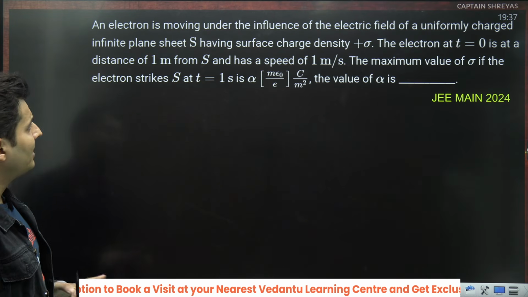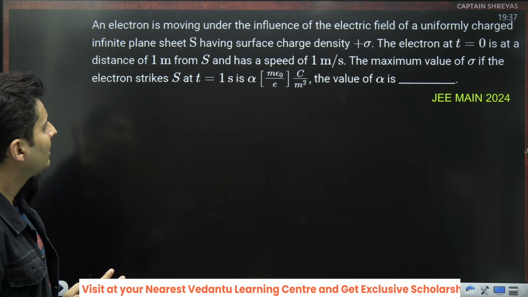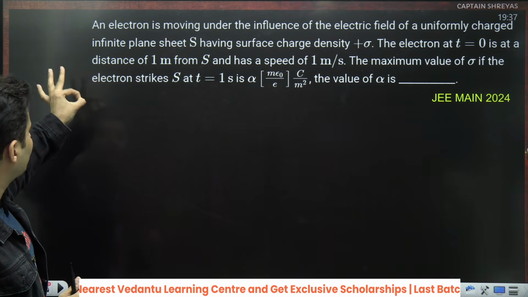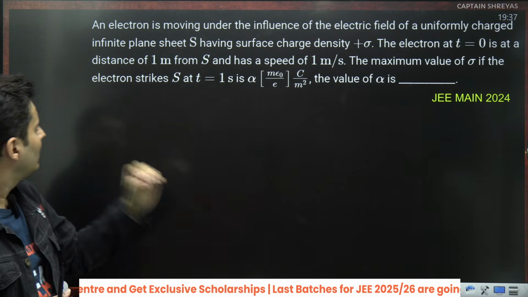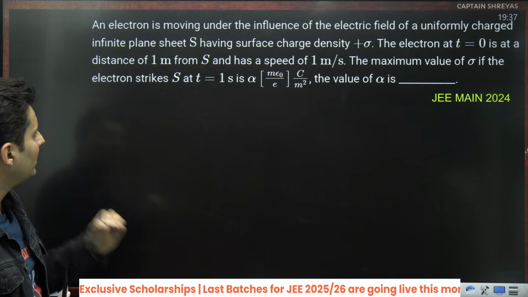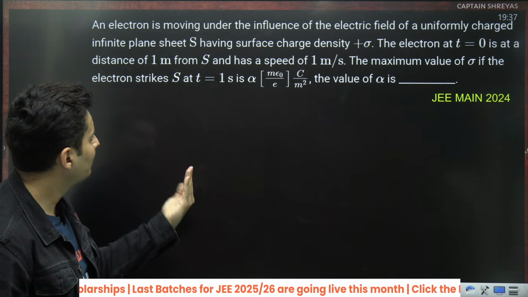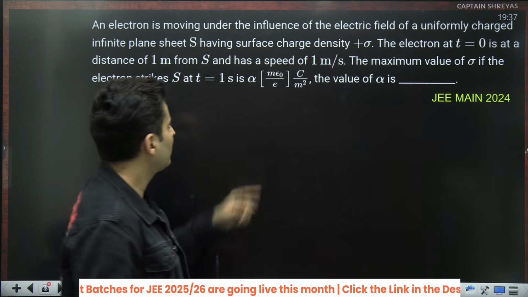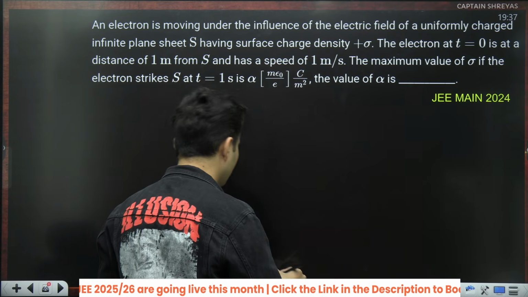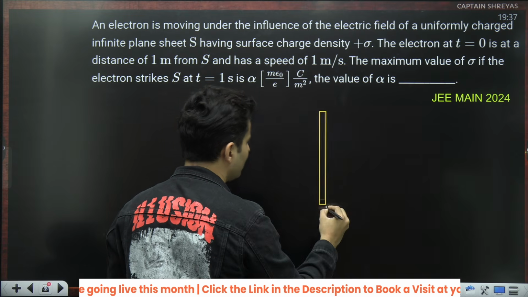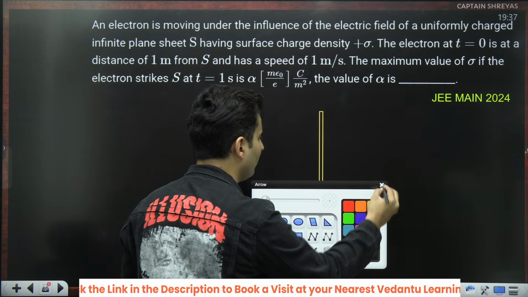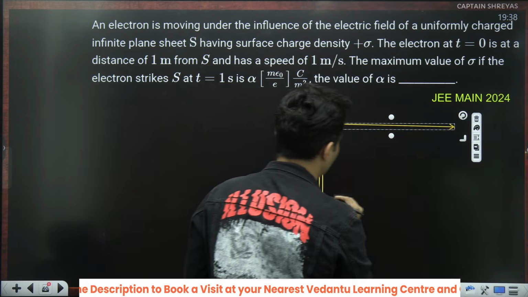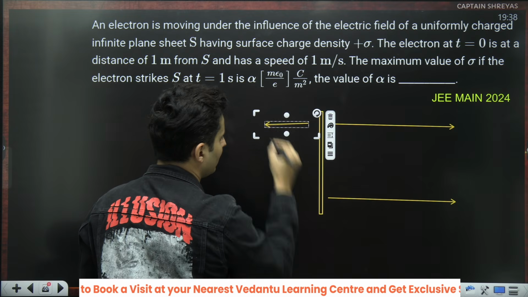Cool. Right. Here comes the next question where we have a sheet of some density, an electron some distance away, having some velocity, finding the value of sigma so that it strikes that sheet within 1 second. What's that value of alpha? Okay, let's visualize this. Let's draw that sheet first. Imagine this is the sheet. So it will create an electric field on both sides. Once here, obviously here too.